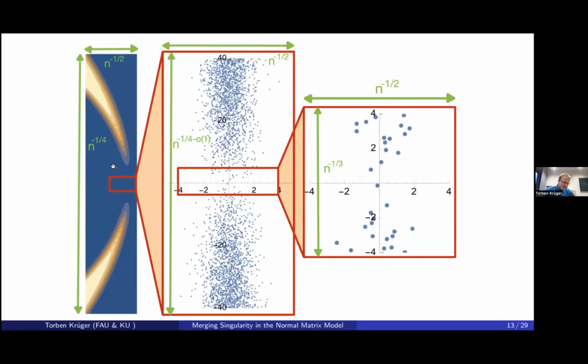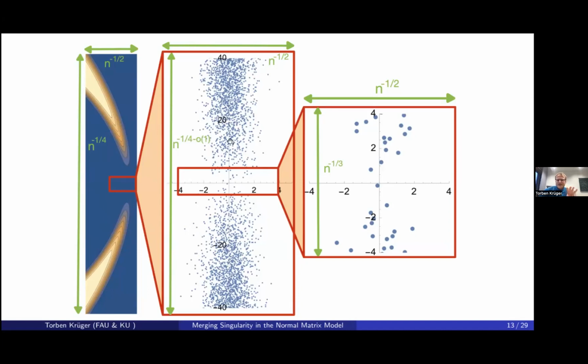So the situation looks like this. In this direction, we have n to the minus 1/4, and in this direction, n to the minus 1/2. And this is this non-trivial density profile. Now we can zoom in further. I'm not zooming in this direction. This is still n to the minus 1/2, but I'm zooming in this direction. So I'm now going closer to the singularity than n to the minus 1/4.